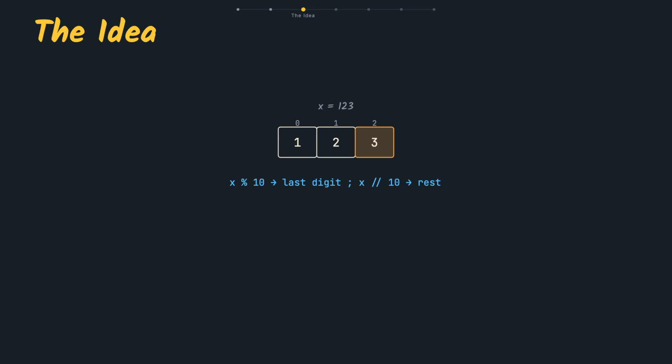Modulo 10 gives us the last digit. Integer divide by 10 drops it. And to grow the answer, multiply it by 10 and add the new digit. That shifts everything left by one place.